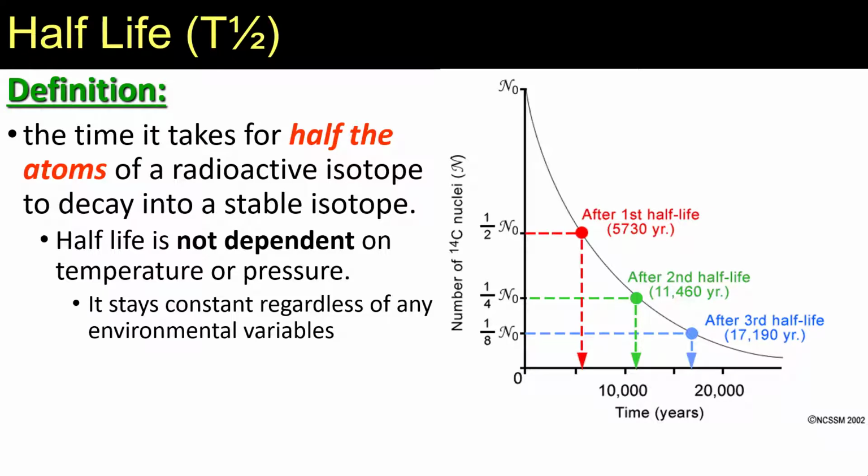One of the things that's important to note is that half-life is not something you can increase the rate of, like we saw in chemical reactions earlier in the year. Half-life is not dependent on temperature or pressure, so there's no way to speed it up and no way to slow it down. It happens at a constant rate.